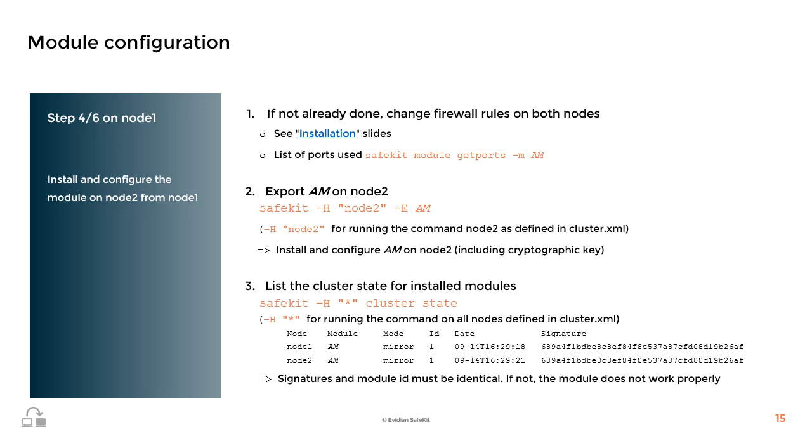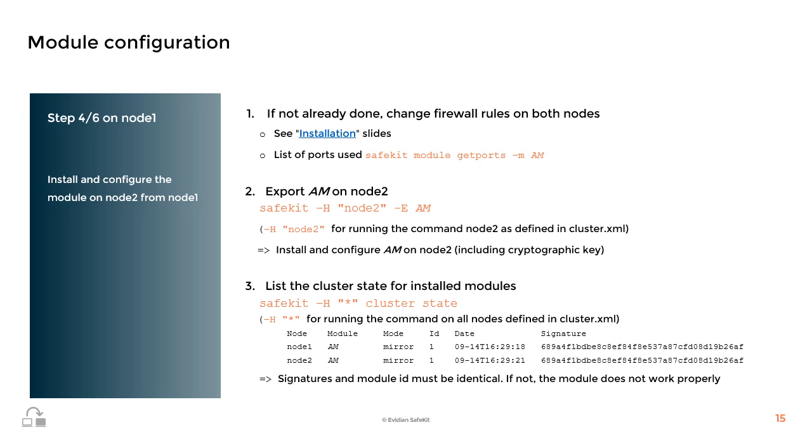Secondly, export the module named AM to node 2 using the command safekit -hnode2 -e AM. The -hnode2 option specifies that the command should be run on node 2 as defined in the cluster.xml file. This step will install and configure the module on node 2, including the cryptographic key.